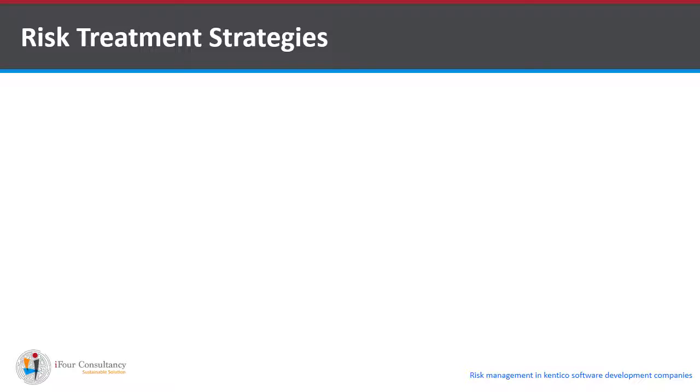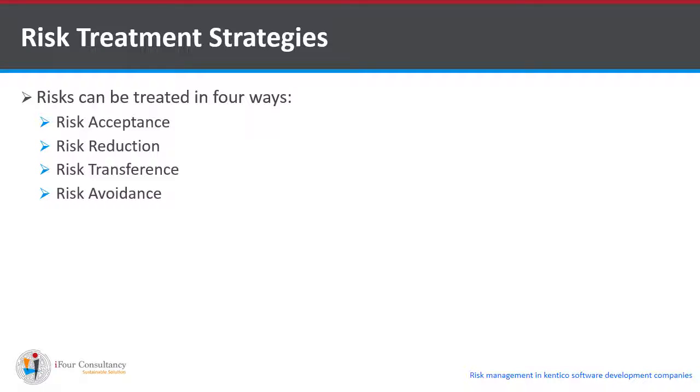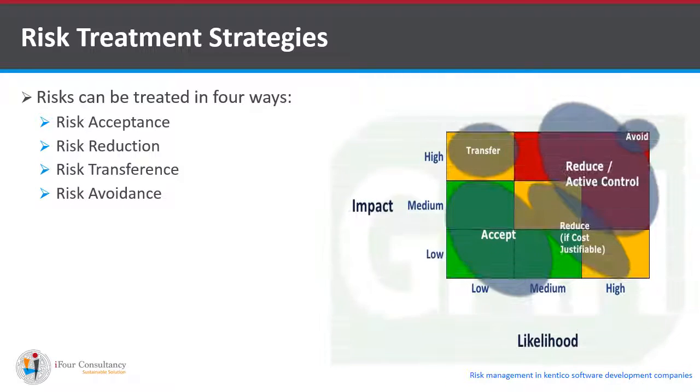So what are the strategies for risk treatment? Risk can be treated in four ways: risk acceptance, risk reduction, risk transference, and risk avoidance. These four ways can be classified using this graph. In this, if the impact and likelihood of risk are low, then that risk should be accepted.